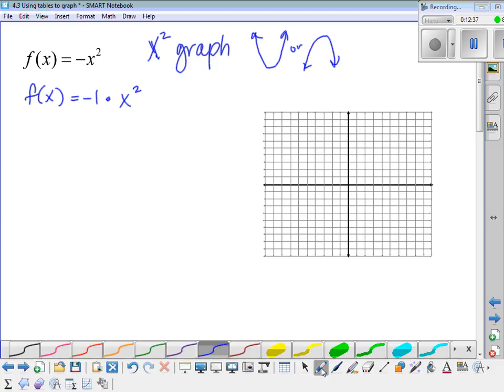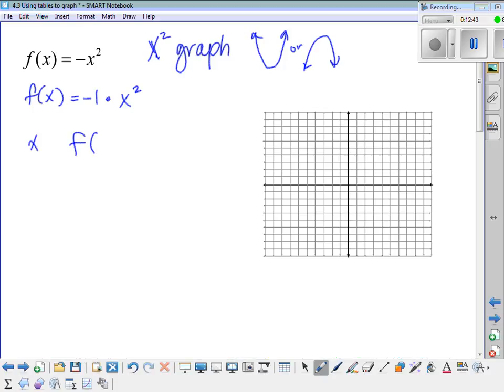Okay, so for this one, there's no x minus 1 or x plus 1 or anything. We're going to go ahead and use negative 2, negative 1, 0, 1, and 2. Okay, so you guys fill in that table. Go ahead and fill it in on your notes, but then write it on your whiteboards to show me what you got for the values for f of x.